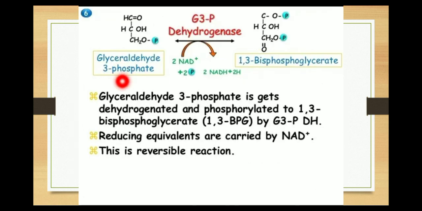Now in the sixth step you can see glyceraldehyde 3-phosphate being converted into 1,3-bisphosphoglycerate. In this, the additional phosphate group comes from inorganic phosphoric acid, H3PO4, and NAD plus is converted into NADH. This NADH further goes into the mitochondria for processing in the ETC, with the release of 6 ATP from 2 NADH. This was the basic concept here, guys. Now let's see, glyceraldehyde 3-phosphate gets dehydrogenated and phosphorylated to 1,3-bisphosphoglycerate by G3PDH. Here you can see reducing equivalents are carried by NAD plus. This is a reversible reaction. This was the overall concept.